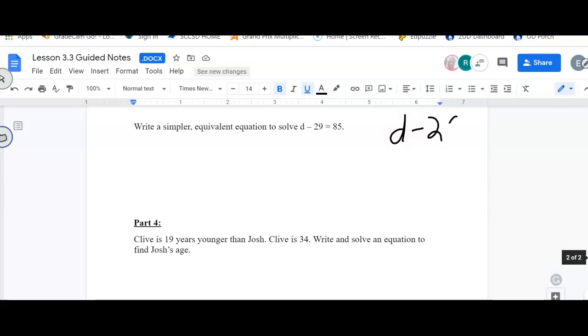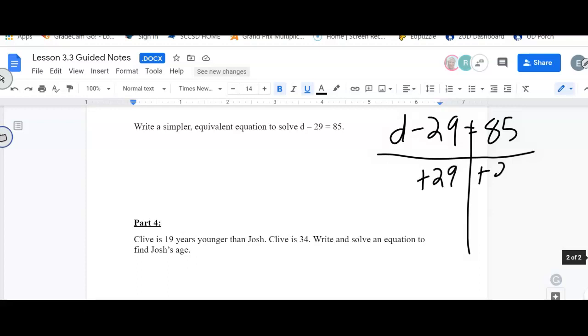D minus 29 equals 85. What are we doing to both sides? Shiloh? Or what are we doing first? Oh, man, almost forgot. What are we doing first, Shiloh? Then what are we doing? Lucas? Add 29 to each side. So add 29 to both sides because the inverse operation of subtraction is addition. Whatever you do to one side, you must do to the other.